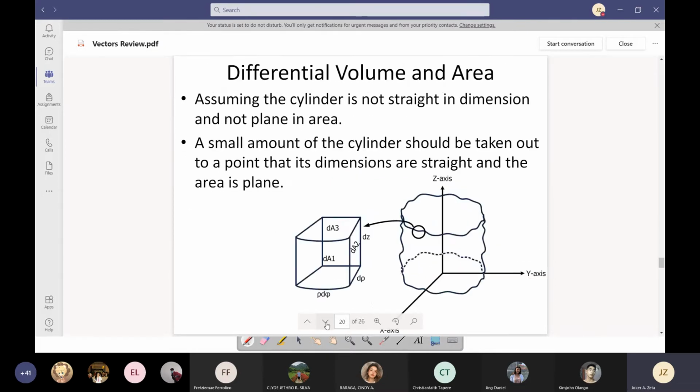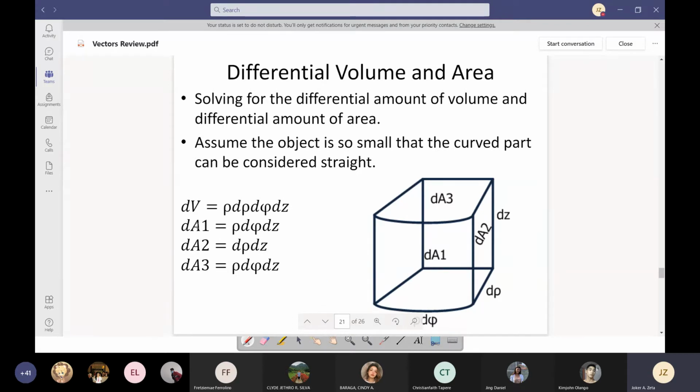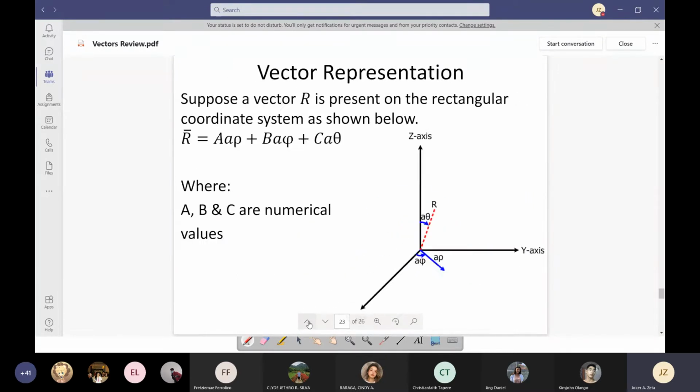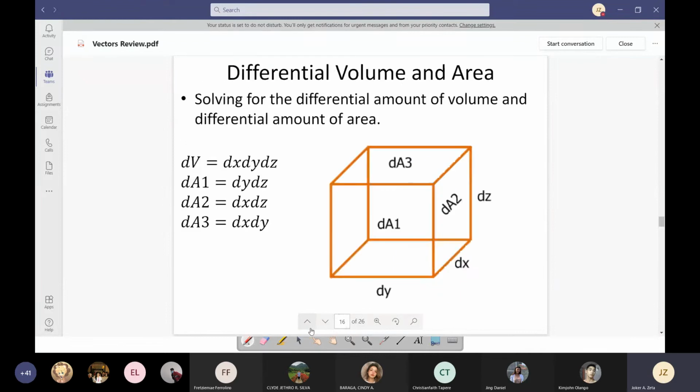Then for the cylindrical coordinate system, you have area 1, area 2, area 3. And for the spherical coordinate system, area 1, area 2, area 3. So this time, it's not the differential volume that we need. What we need is the differential area. Okay? So we have to determine which part of the surface, let's say, in the rectangular coordinate system.